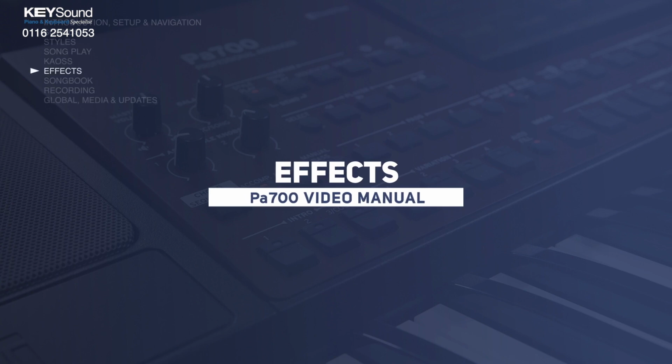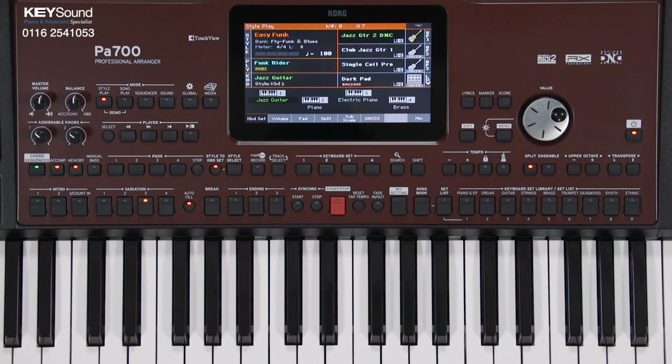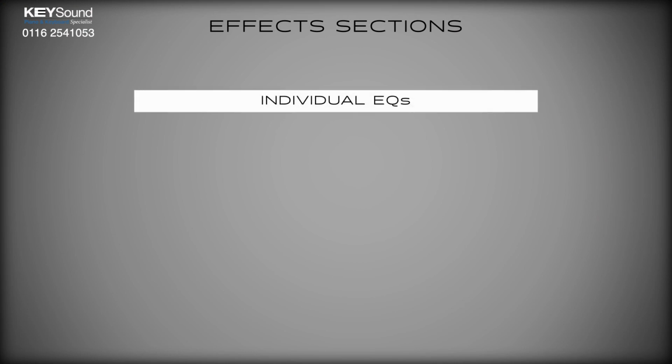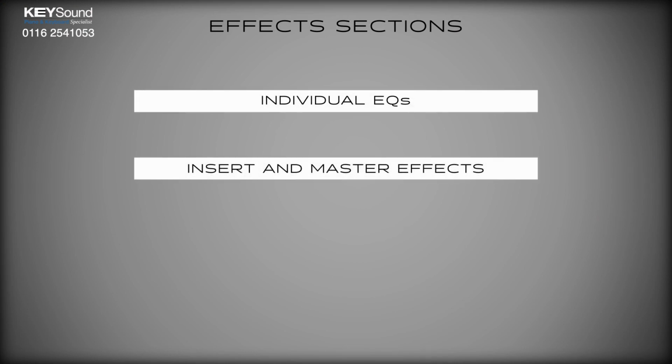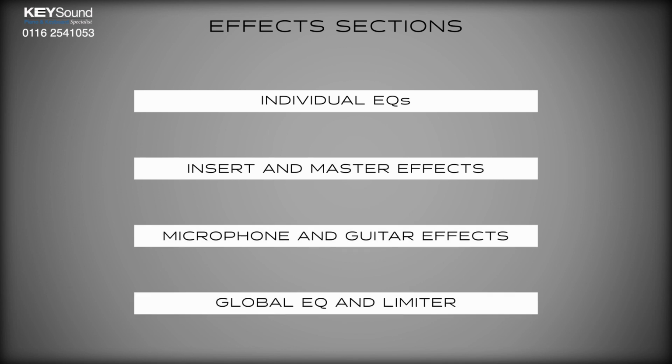Effects. The Pa700 has an exceptional integrated effects system. There are 4 main sections: the individual EQs, the insert and master effects, the microphone and guitar effects, and the global EQ and limiter section.